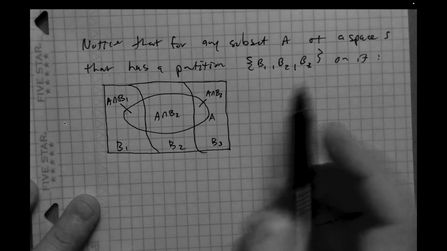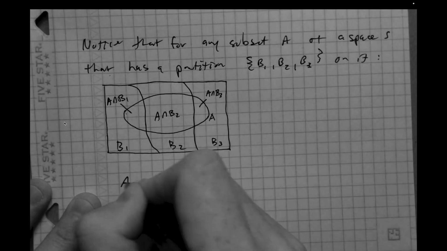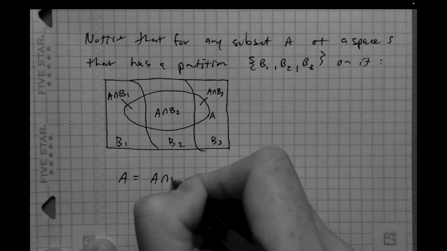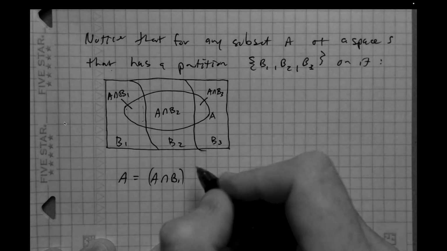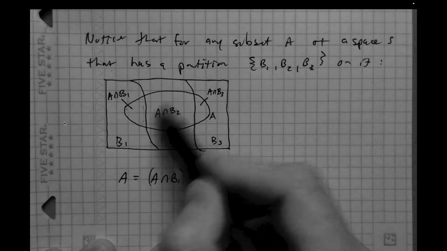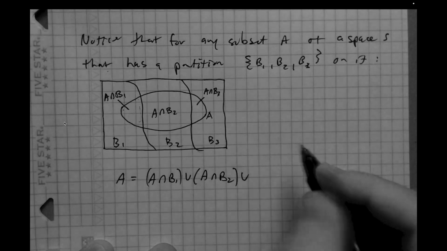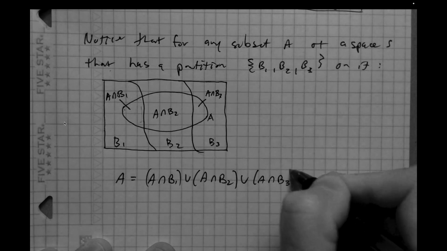And so that being the case, the subset A can be written in a unique way. We can write A as being equal to A and B1, namely this piece here, or A and B2, the middle piece here, or this right-hand side piece, A and B3.